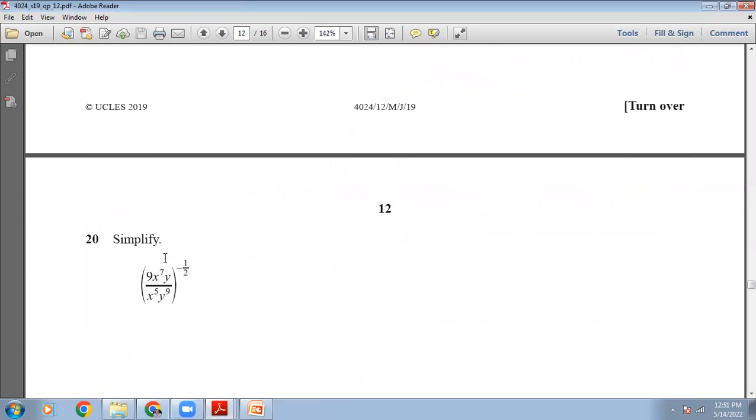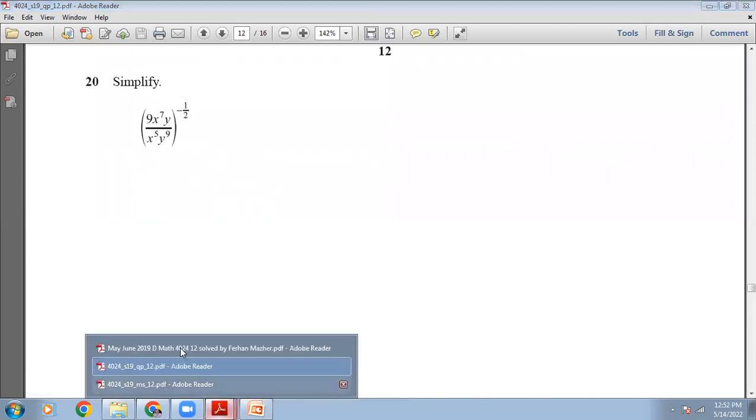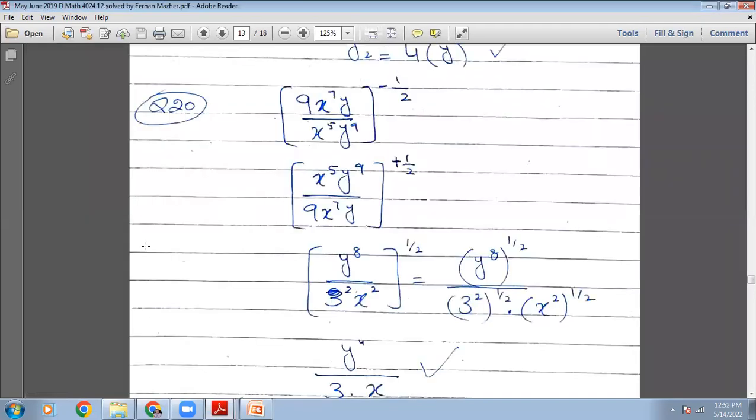The next question is question number 20. He says simplify. Here we have a bracket. Inside the bracket, we have a fraction. The power is on the bracket. We have a power which is negative. So reciprocate this fraction and this power will become positive. It's a 2 marks question. And let me show you how I have done this. Okay, so we will reciprocate the fraction which is inside that bracket.